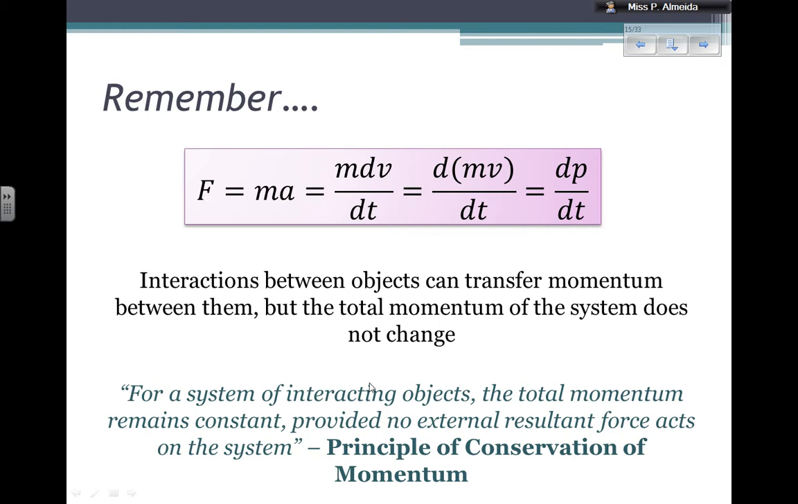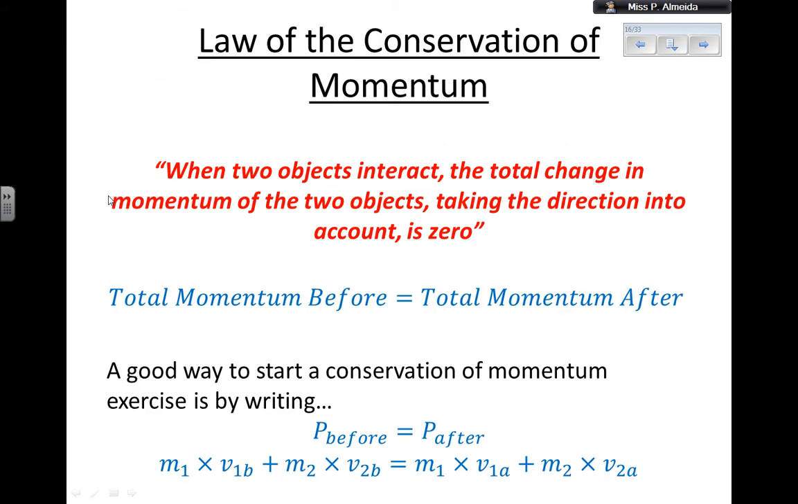So there it is, provided that there are no external resultant forces. That's why you need to be careful when you think about that F in there, okay? So the law of conservation of momentum says the following. When two objects interact, the total change in momentum of the two objects, taking the direction into account, is zero.